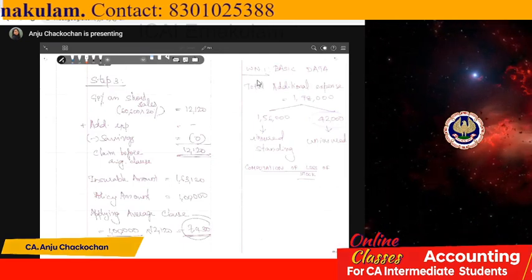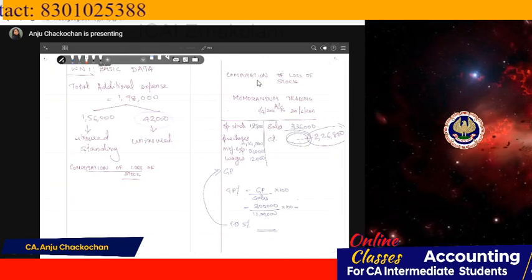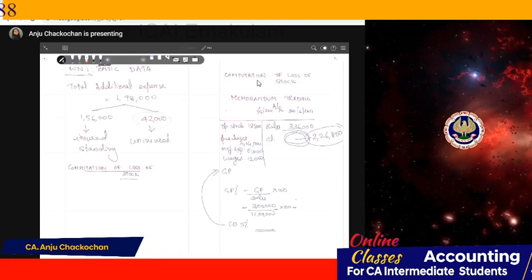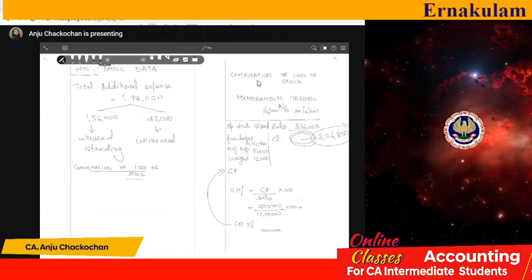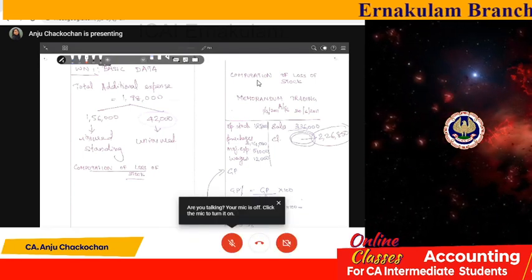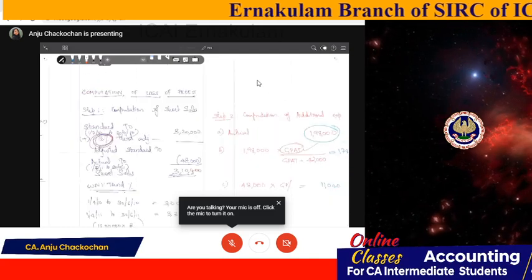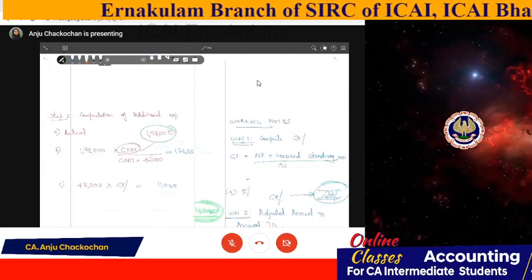Okay, and yes, we prepared the memorandum trading account, and wherever necessary we also prepared the trading account. If the GP percentage was not given, we had to prepare the trading account and then the memorandum trading account. Pretty much about it. Just go through, turn your pages, whatever you have written. Any doubts here and there, feel free to ask.